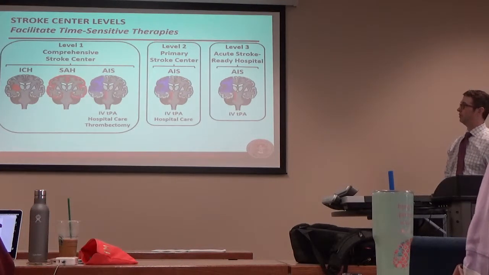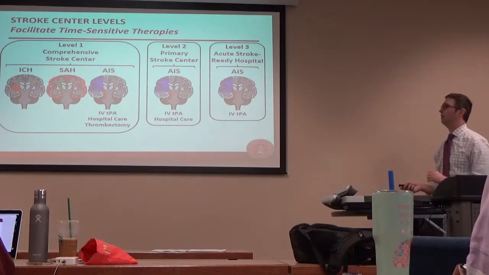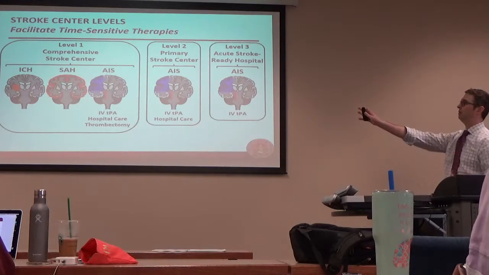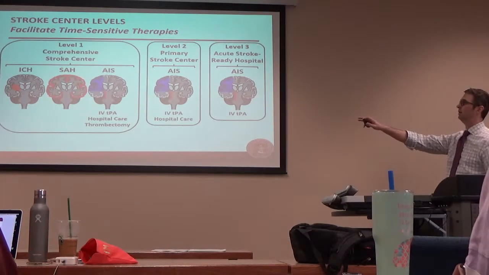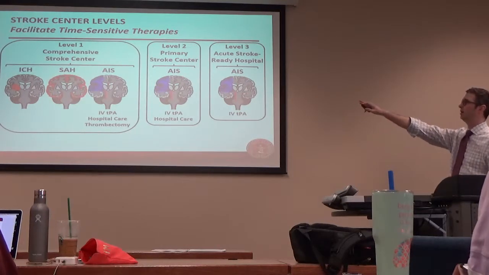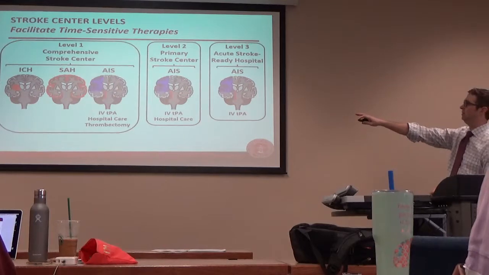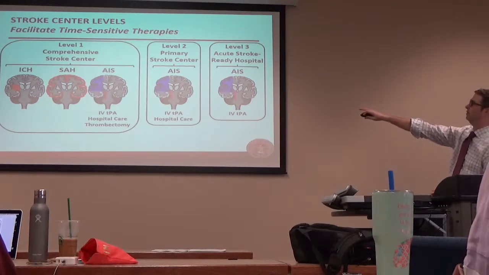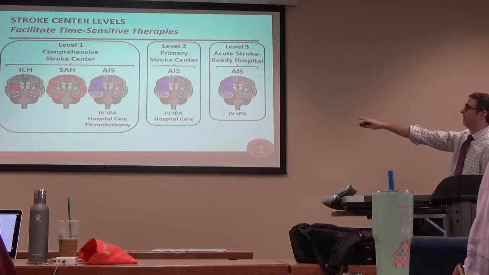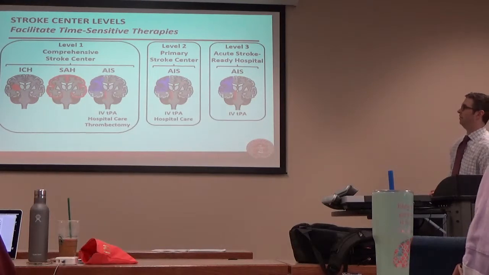These are just the stroke center levels for your knowledge. OU and Mercy, and as I said earlier, I think Baptist and Tigris is trying to go comprehensive. We have thrombectomy, TPA, hospital care available. Primary stroke centers just have TPA available in hospital care. They don't have thrombectomy capability.